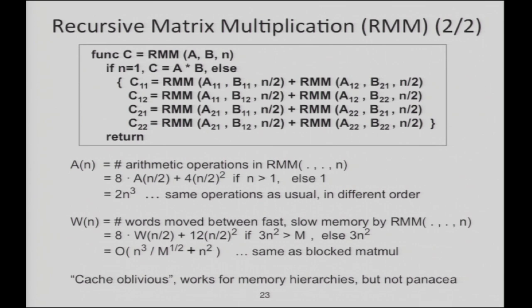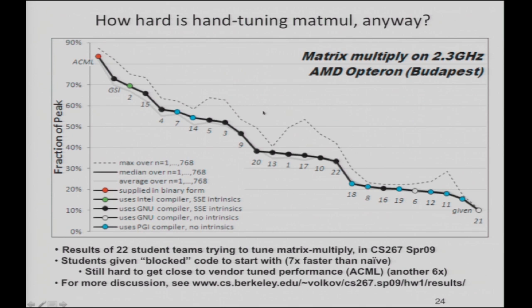So here are the results from when I taught this course and used this homework assignment back in 2009. The horizontal axis is which team of students. Each of these little dots is a numbered, anonymized team of students, 2 or 3 students. The vertical axis is what fraction of peak they attained after a week of sweating over this homework.